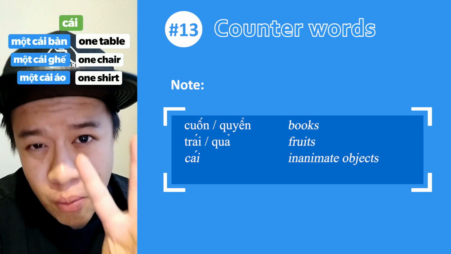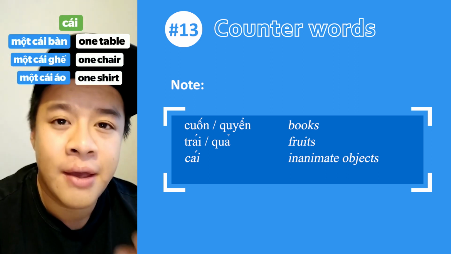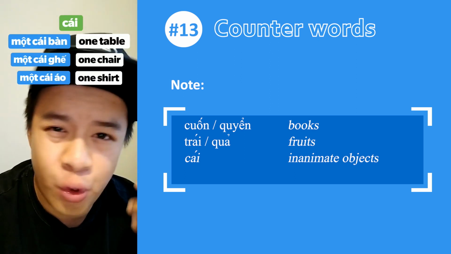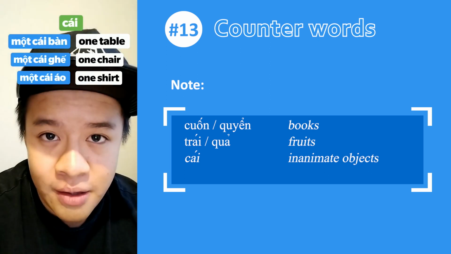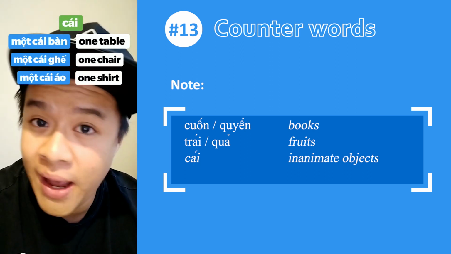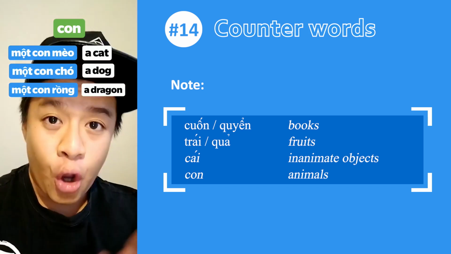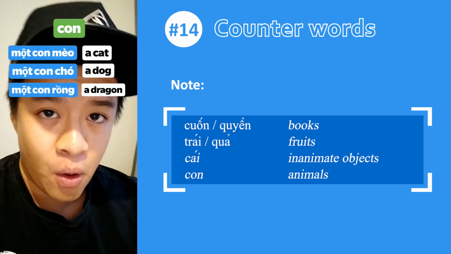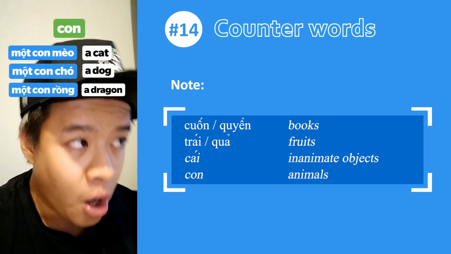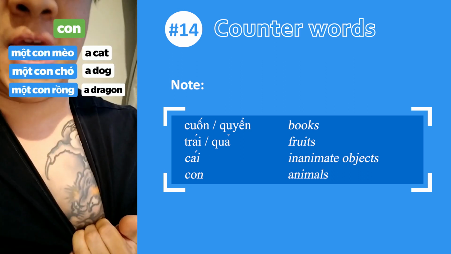Let me just give you 2 more counter words. The most common one is cái. Cái, that's for inanimate objects. For example, một cái bàn, một cái ghế, một cái áo. All right, so the last counter word for today, con. Con is used mainly for animals. For example, một con mèo, một con chó, một con rồng.